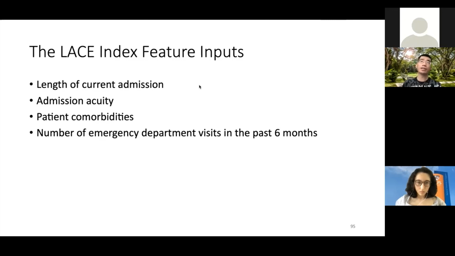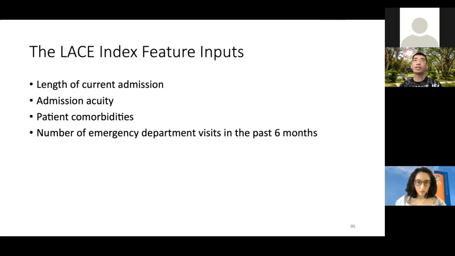So when interpreting the LACE index, clinicians can use their own clinical judgment because they know what the features are. They can adjust the estimate of a patient's readmission risk if they have additional information about one of the features that the model is considering, or have other information about features that the model does not consider.